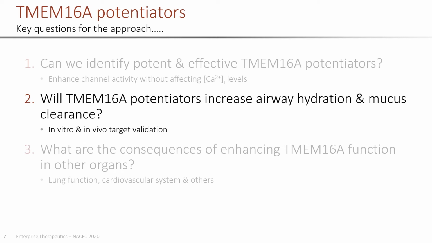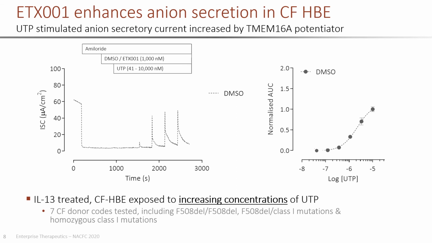So what will compounds like ETX001 do in terms of epithelial cell responses, anion secretion, fluid secretion, and mucus clearance? So if you look at this raw data trace here, these are CF bronchial epithelial cells cultured at air-liquid interface. They've been IL-13 treated to upregulate TMEM16A expression to give us a good signal-to-noise ratio.